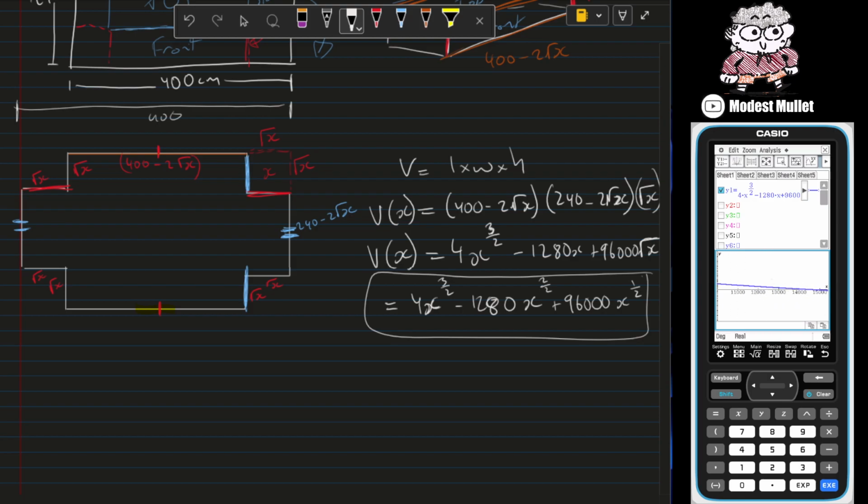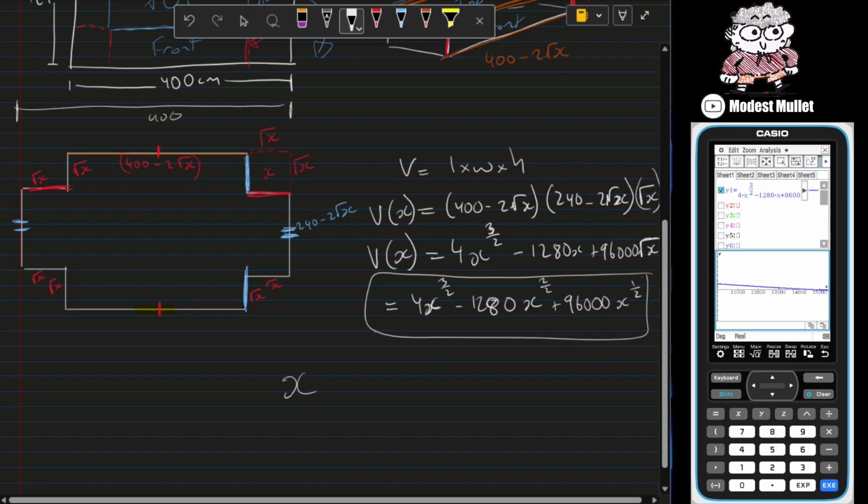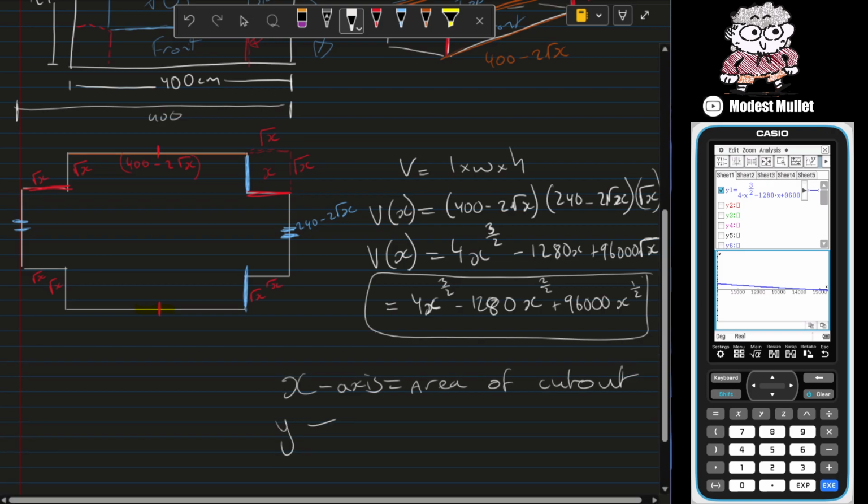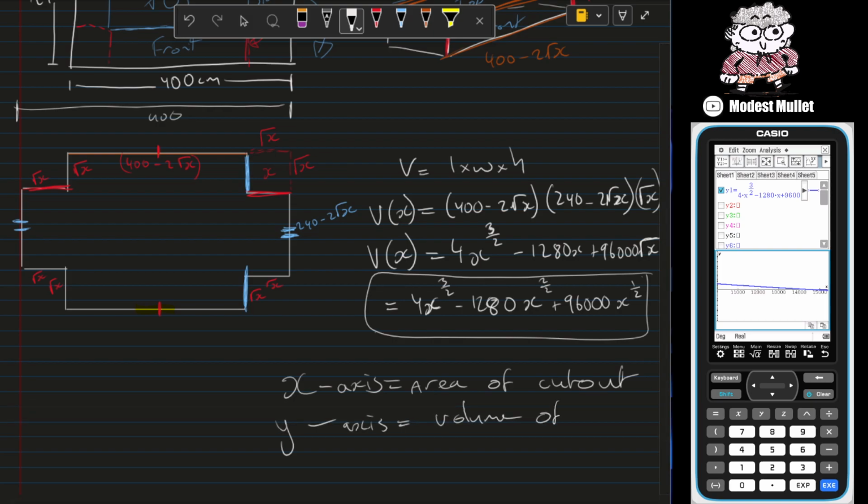Now we need to think about, what does the x-axis really represent? In this case it's the area of cutout. And what does the y-axis represent? Well, it's the volume, and this is going to help us with what is a reasonable domain.